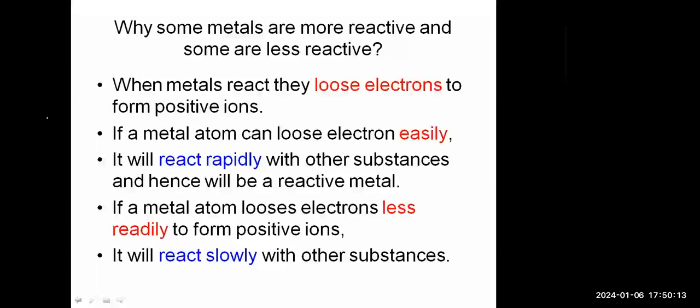So the ones on the top, sodium, potassium, calcium, easily give their electrons. But the other metals like copper, gold, silver, platinum, do not give their electrons that easily. Reactive. In fact, they are called noble metals because they don't react.